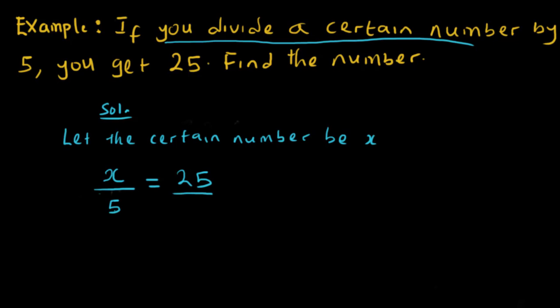So remember, this is the same thing as 25 over 1. And I told you in a previous video that when you have one fraction on either side of the equals to, what do you do? You cross multiply. So x times 1 is what? X. 5 times 25. 5 times 5 is 25, 5 carry 2. 5 times 2 is 10. 10 plus 2 is 12. So we have 125. So x equals to 125. Do you understand? Let's take another question.